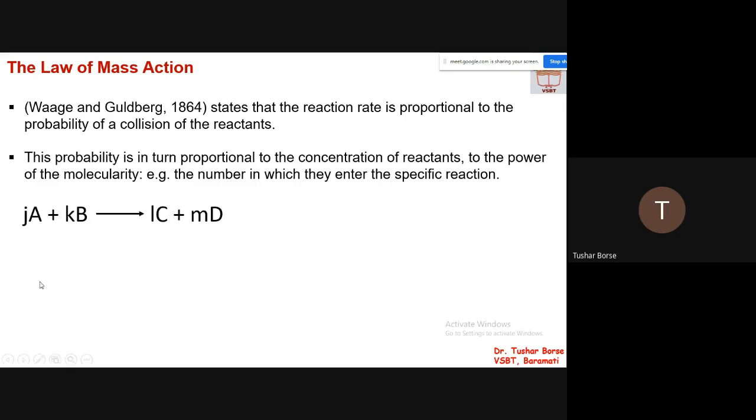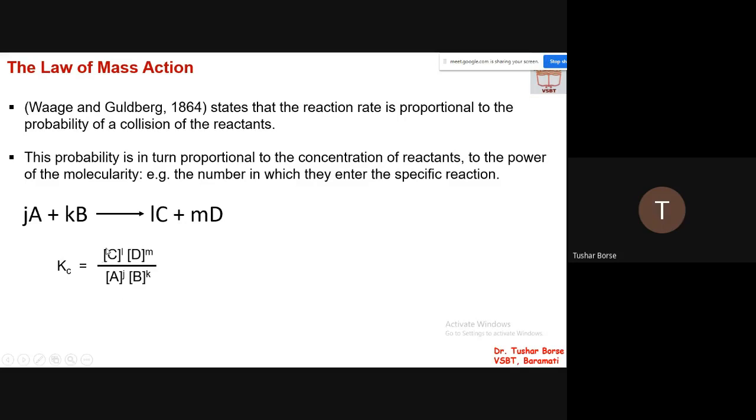So we consider this reaction, that is A plus B is converted into C plus D. The small j, k, l, m are the concentrations which are being denoted here. So as per the law of mass action, the equilibrium constant K can be denoted as the ratio of the product by the substrate.